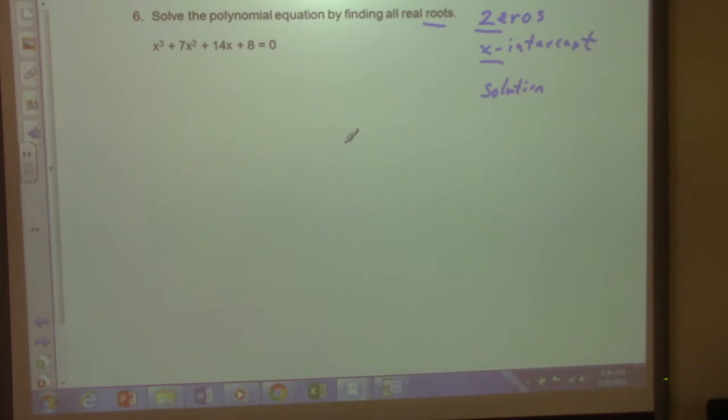So if you have compiled in your mind someplace those four words, you can't go wrong with x-intercepts and polynomial function, or at least it's hard to. Okay? So now let's go about the process of solving by finding all real roots. So I want you to do that. I'll call on somebody here in another minute or so.